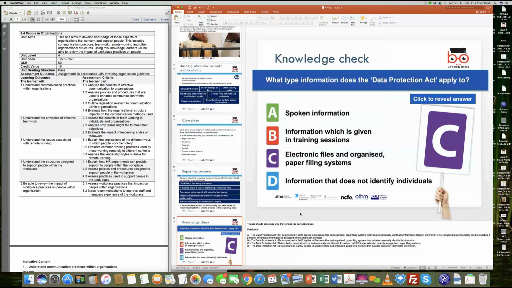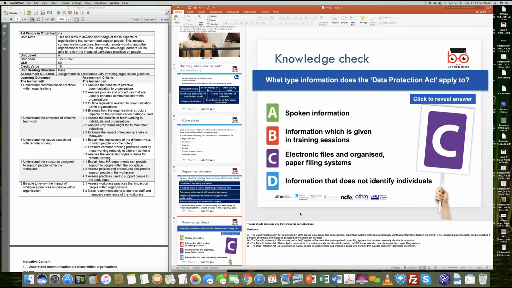Okay, let's look at the next few slides, just some questions to check understanding of what we've covered so far. So what type of information do you think the Data Protection Act can apply to? Spoken information? Is it information given out in training sessions, for example, if you had a speeding ticket and you've gone to a training session? Or is it electronic files or organized paper filing systems, or information which does not relate to any particular identity of individuals? The files, but would it not apply to spoken information as well?